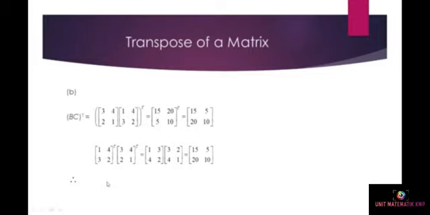(BC) transpose. So matrix B times matrix C and then transpose. So we get the answer 15, 5, 20, 10. And C transpose B transpose. So matrix C transpose times matrix B transpose. So we get the answer, which is equal. Therefore, (BC) transpose equals C transpose B transpose.